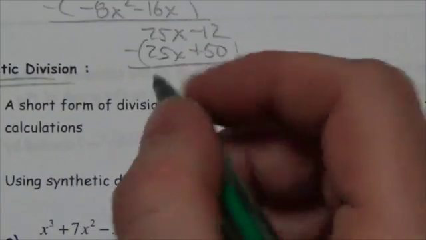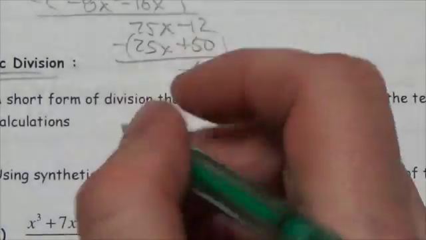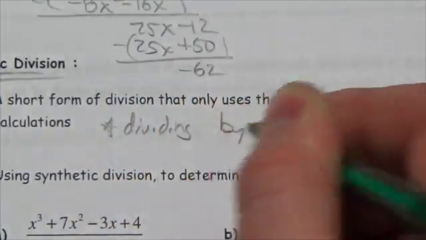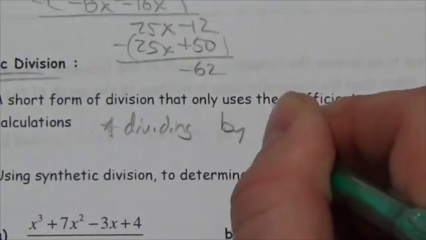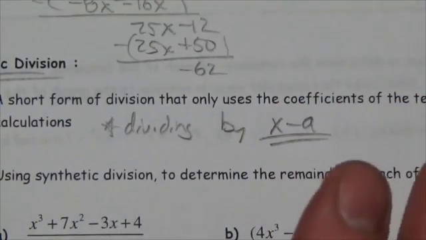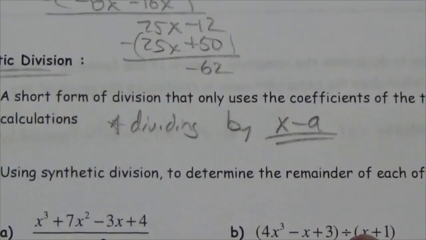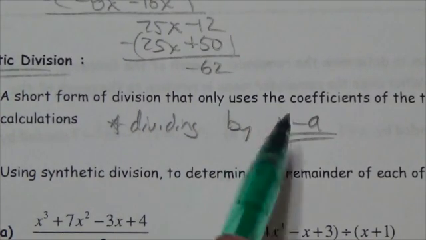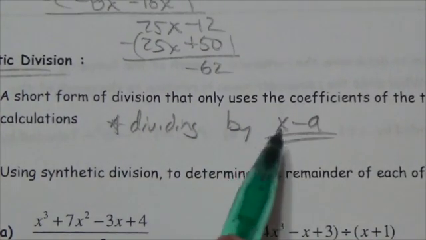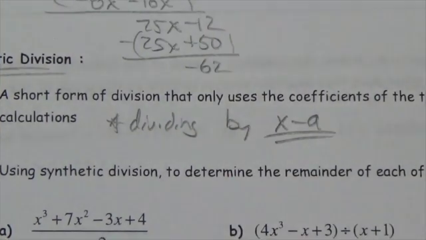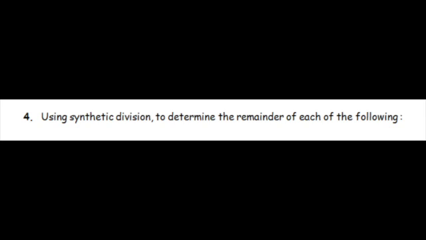But in this case here, you've got to note that we are dividing by x minus a. Okay, we're dividing by just a simple little binomial. That's what makes this work. If you divide by something a little bit more complicated than that, it doesn't work very well. It's got to be in this form right here, where specifically the leading coefficient of the x is 1. That's the best way to do this. Use synthetic division to determine the remainder for each of the following.